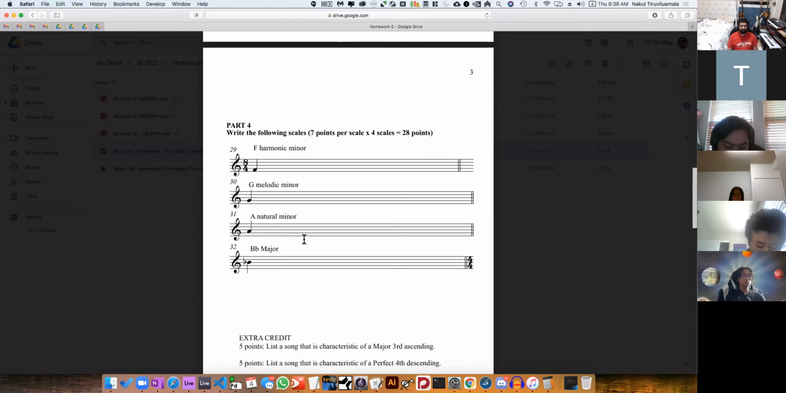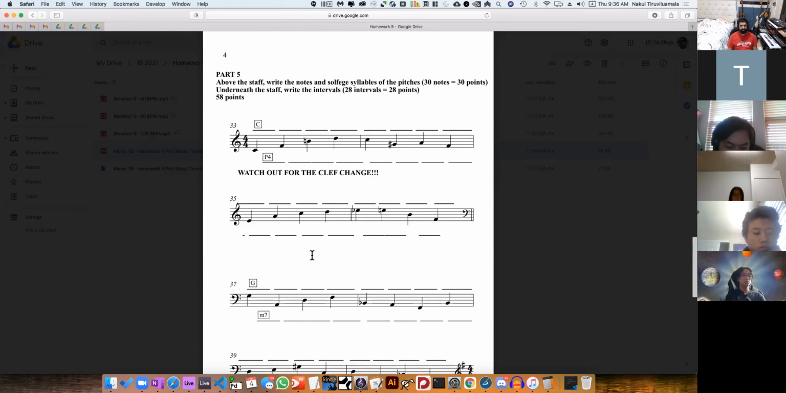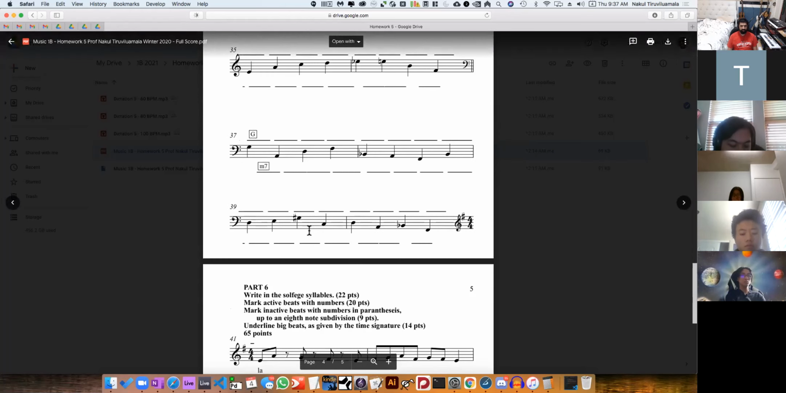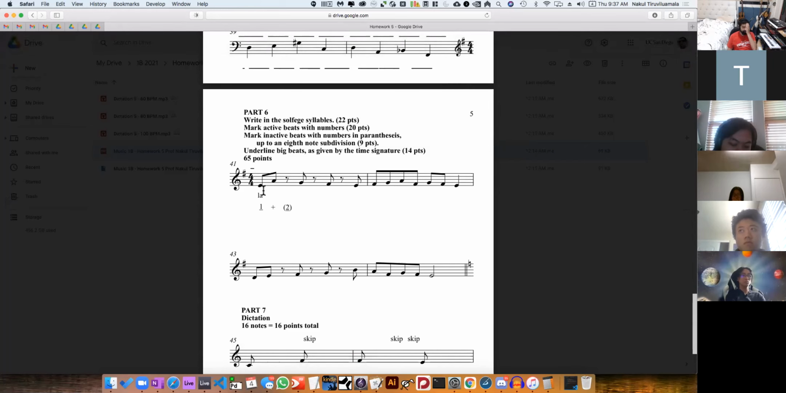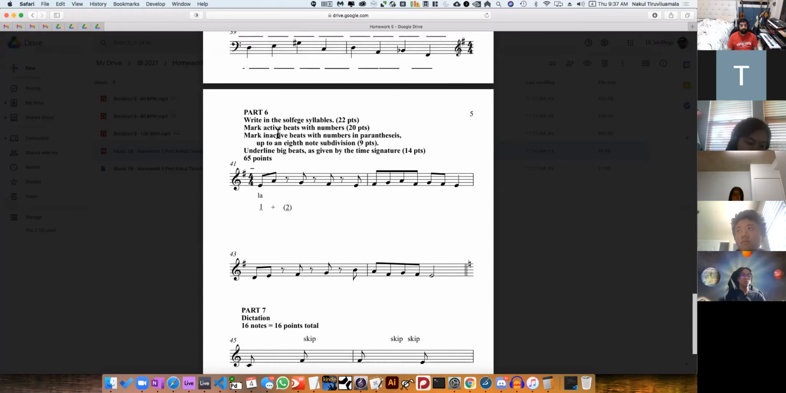This is more or less the same, and then the extra credit is more or less the same. You'll already have had experience with this part of the homework. This is basically what we have from before, except I've added some components. Before, it was just identify the solfege associated with these melodies, but now it's also identify what we were doing last time. We were marking beats, disambiguating the active beats from the inactive beats and the big beats. So there's this distinction that you can have between all of them.